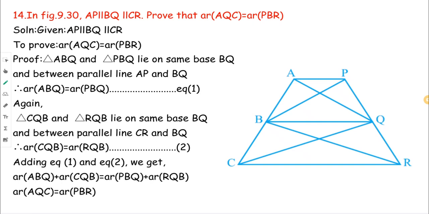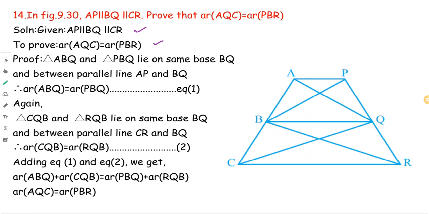So you can see from the figure, they've given us that AP is parallel to BQ. Again, they're all parallel to one another. We also have to prove that area of AQC is equal to area of BPR. AQC means this part, this area is equal to this BPR. That is what we're asked to prove. So let's go one after the other. Now write down the given and to prove.